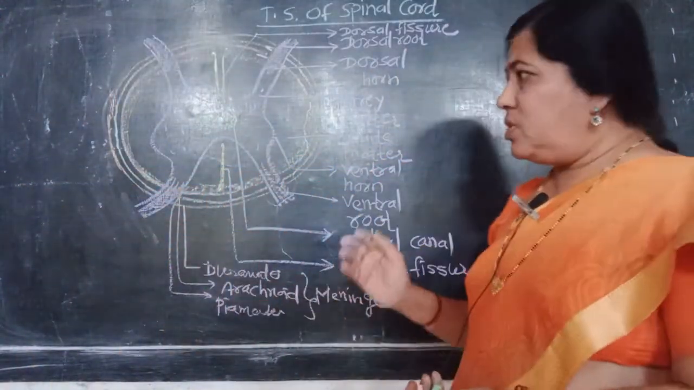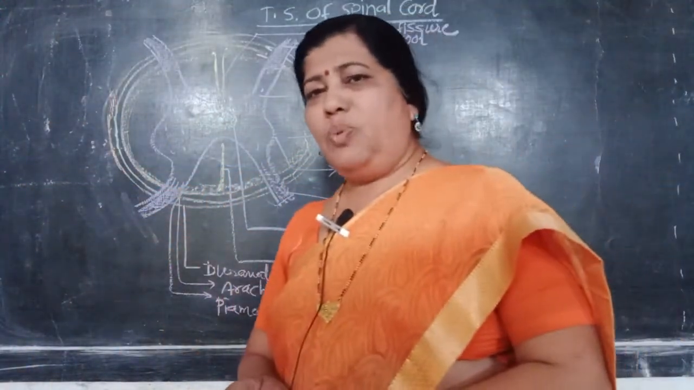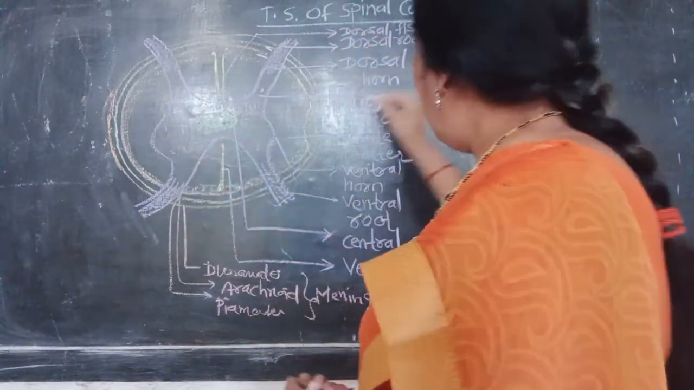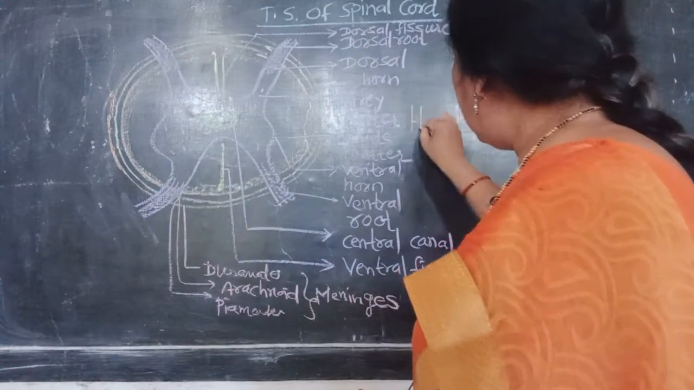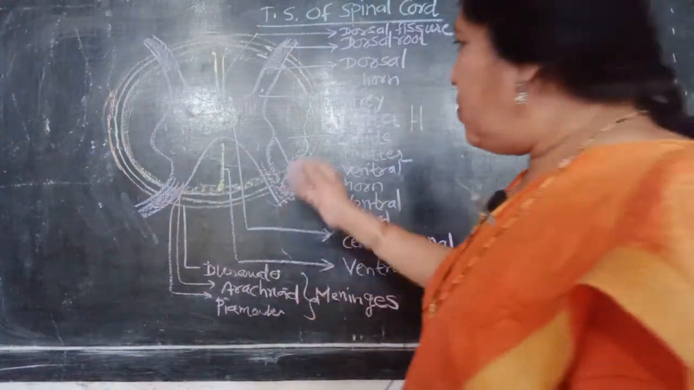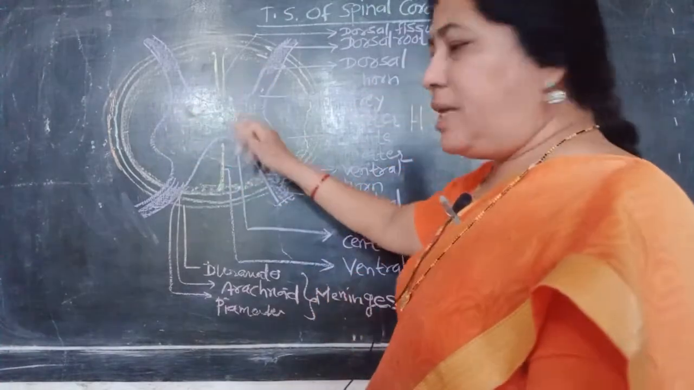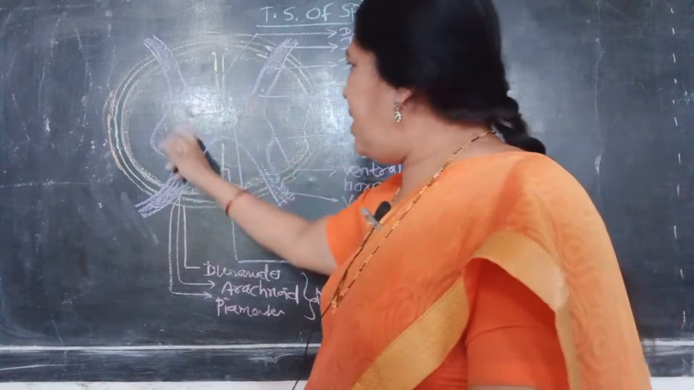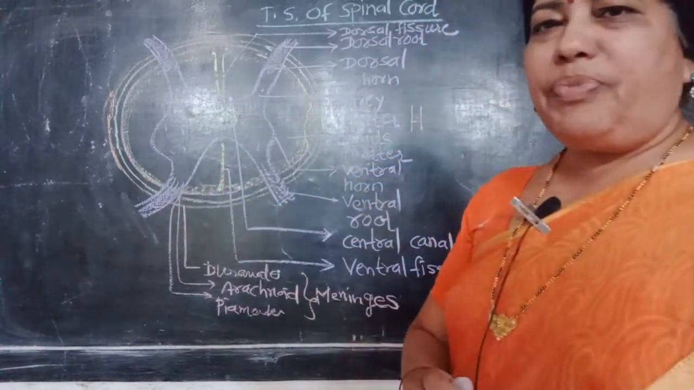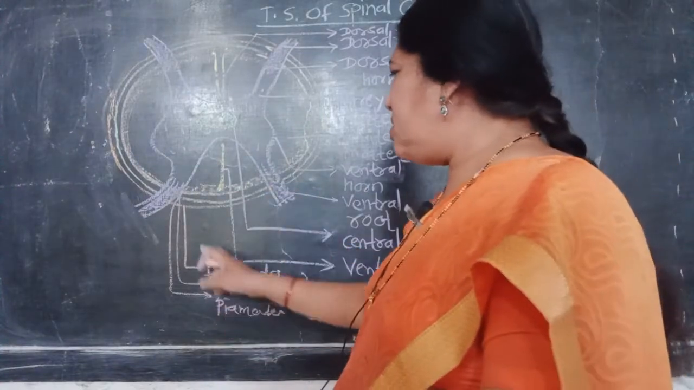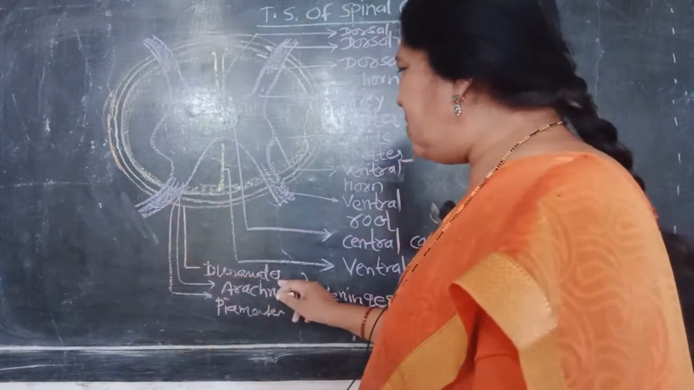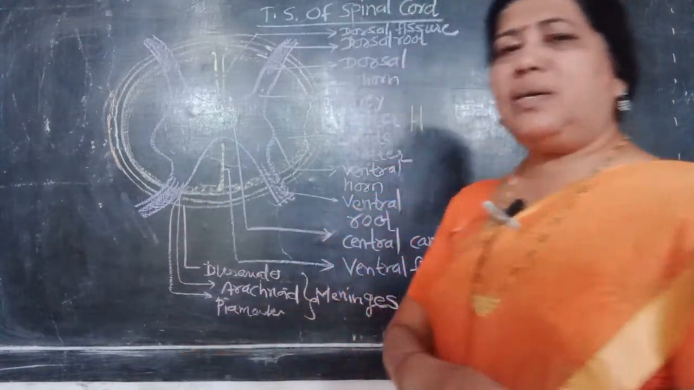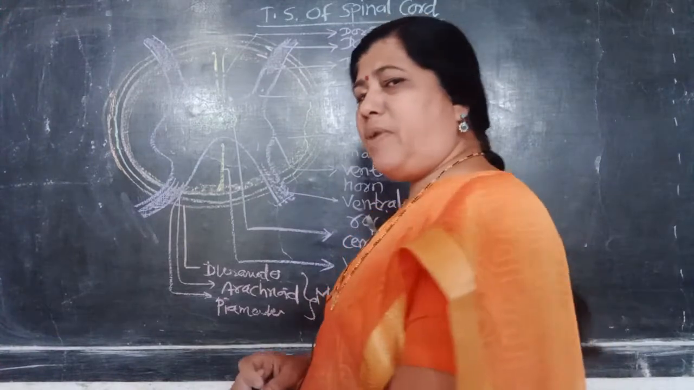See, this is the TS of spinal cord. TS of spinal cord shows H-shaped grey matter inside and white matter outside. So this is grey matter, and this is white matter. Spinal cord is covered by three meninges. The outermost meninx is called dura mater, the middle one is called arachnoid mater, and the innermost meninx is called pia mater.